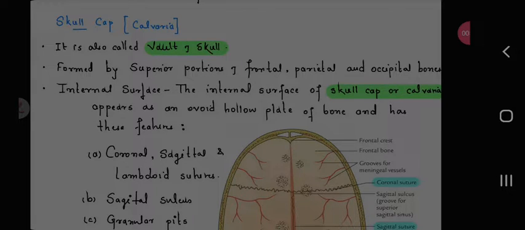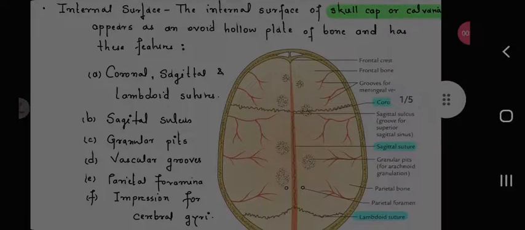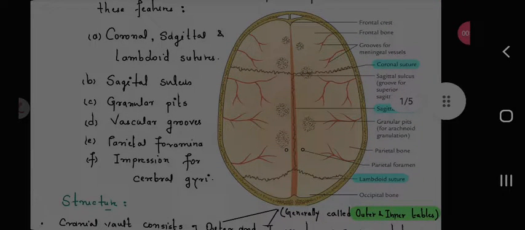Internal surface. The internal surface of the skull cap or calvaria appears as an ovoid hollow plate of bone and has the following features: coronal, sagittal and lambdoid sutures, sagittal sulcus, granular pits, vascular grooves, parietal foramina, impressions for cerebral gyri, frontal crest, frontal bone, groove for meningeal vessels, groove for superior sagittal sinus, granular pits for arachnoid granulations, parietal bone, parietal foramen, lambdoid suture, occipital bone.